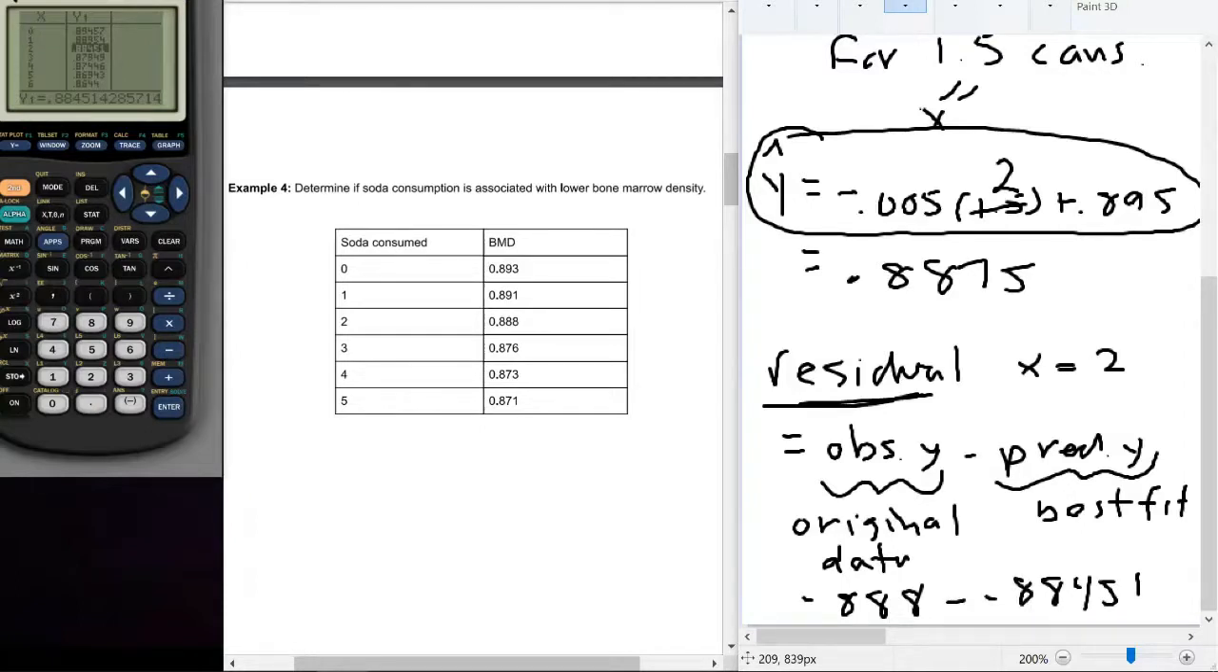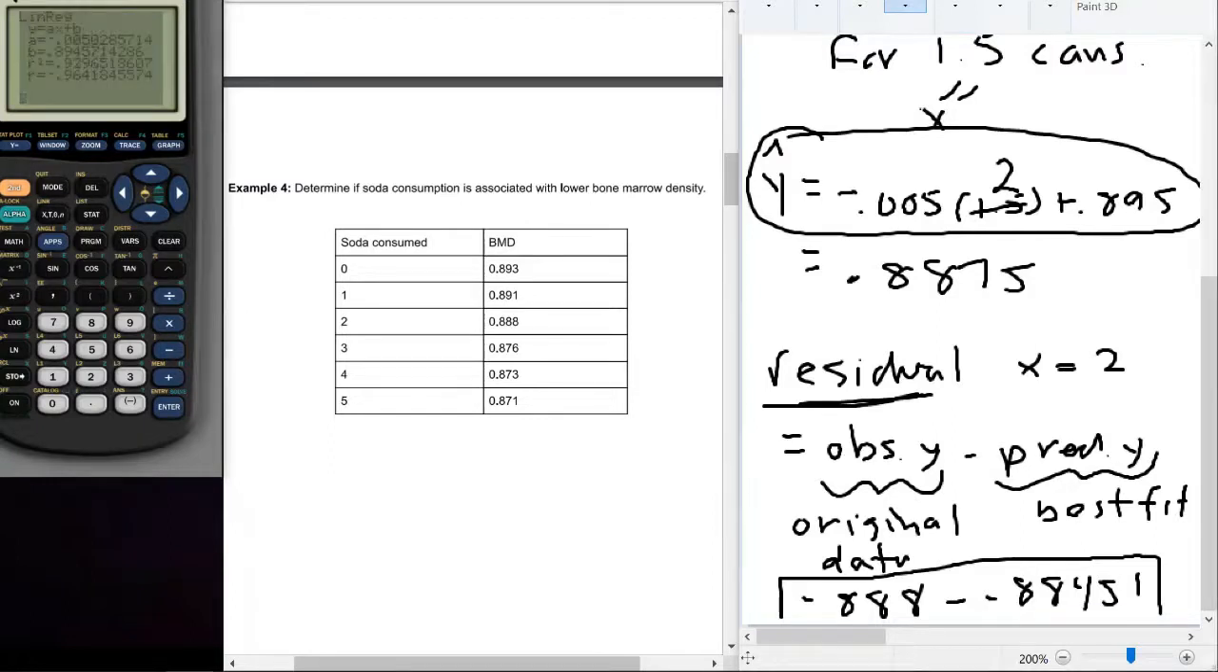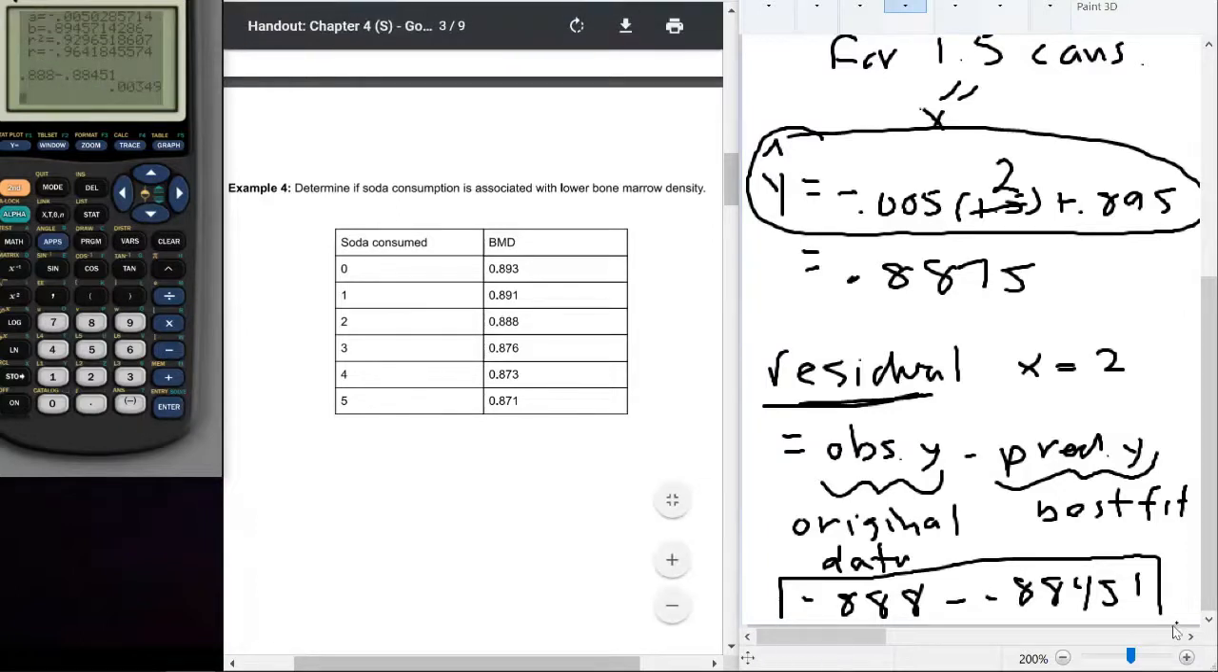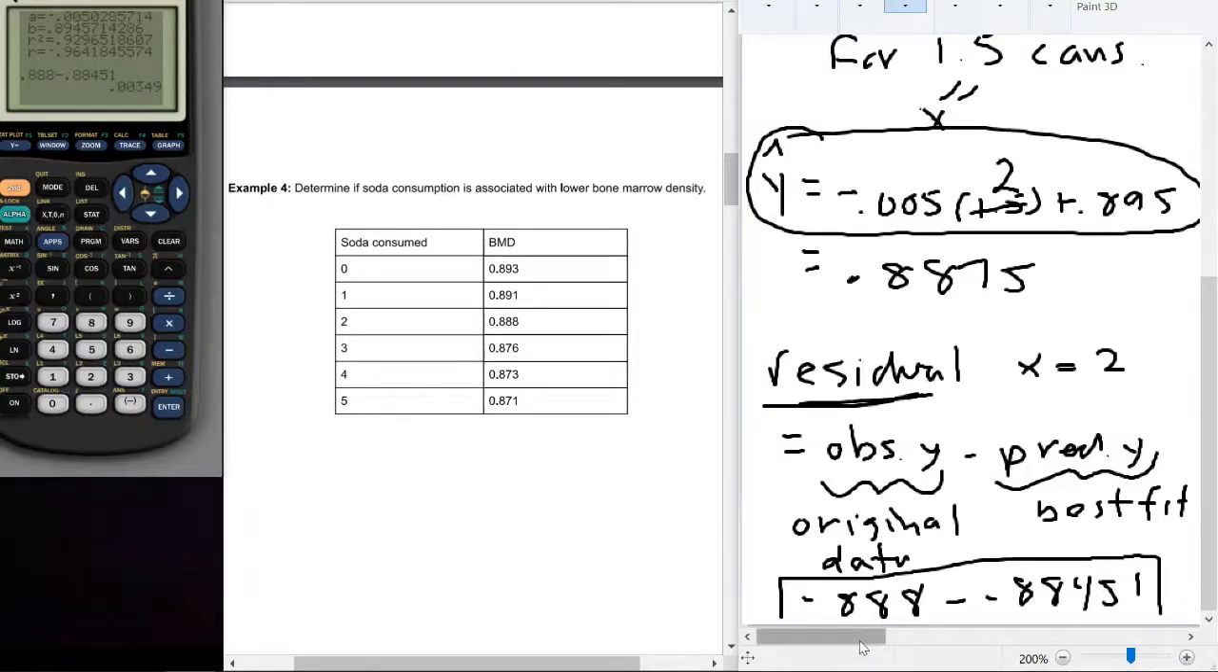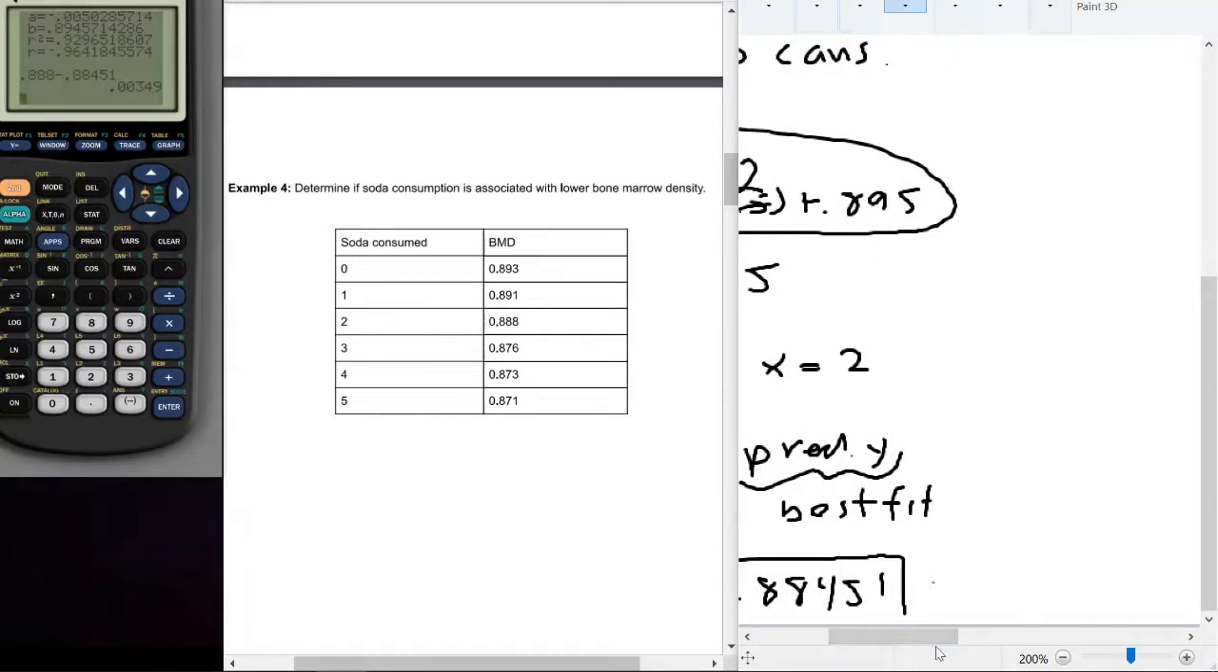So this calculation right here, after we calculate, that's going to be our residual, our error, that gap in the graph that exists, that's the residual. So let's go ahead and calculate in the calculator, second mode. 0.888 minus 0.88451. Okay, so we get a residual of 0.003.